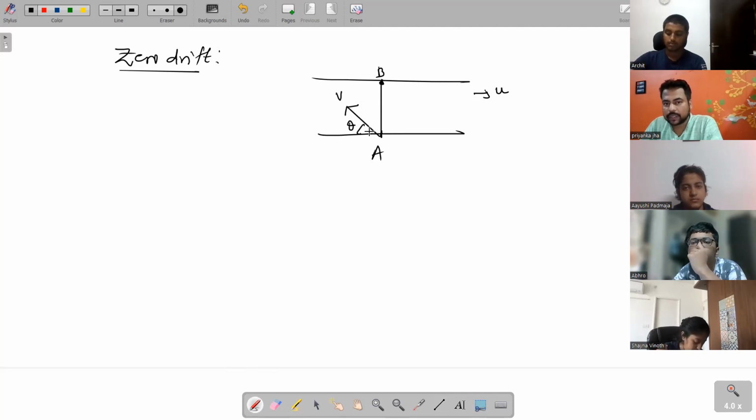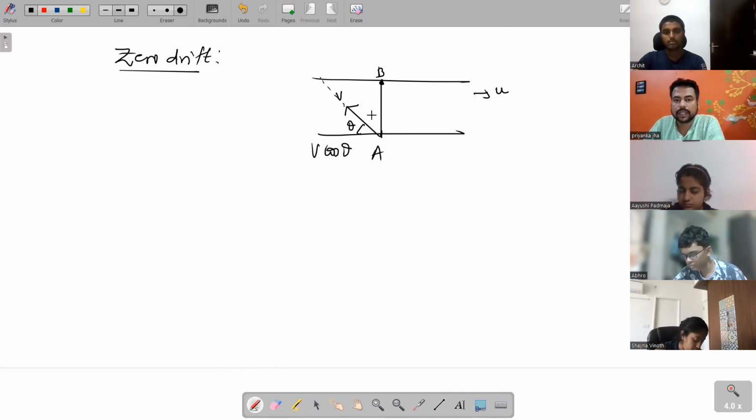And if you start in this direction, then the river will also pull you towards the right. Instead of landing somewhere here, you can land here because of the river flow. So this man will have two components of the velocity, V cos theta and V sin theta.